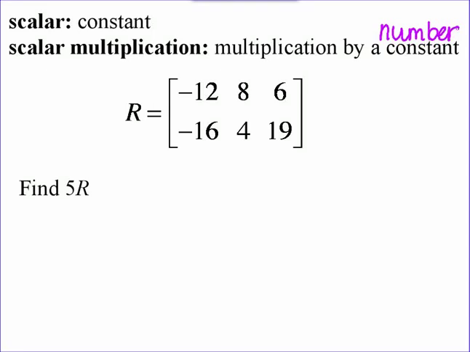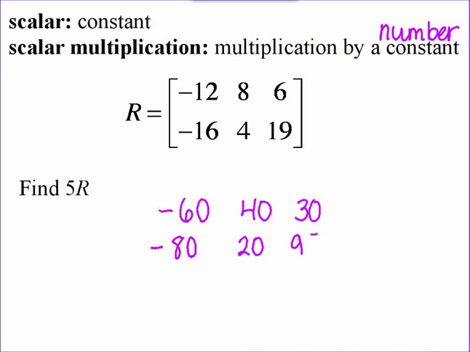So in looking at that one, I want you to look at this one. It says find 5r, and I want you just to tell me what you think you would do. Tell me what you think the first number would be. -16. Good. What do you think the second number will be? 40. The third number? 30. Good. The next number? -80, yes. The next number? 20. And then? 95. Good. That's all you do.